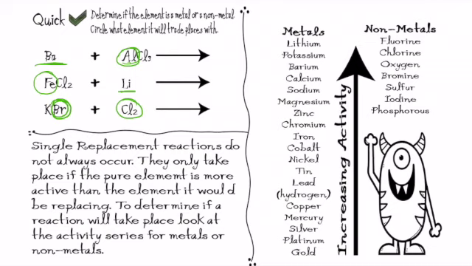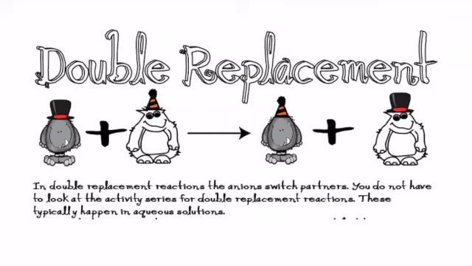Single replacement reactions do not always occur. They only take place if the pure element is more active than the element it is replacing. To determine if a reaction will take place, look at the activity series for metals or nonmetals. Double replacement. In double replacement reactions, the anions switch partners. You do not have to look at the activity series for double replacements. These typically happen in aqueous solutions.